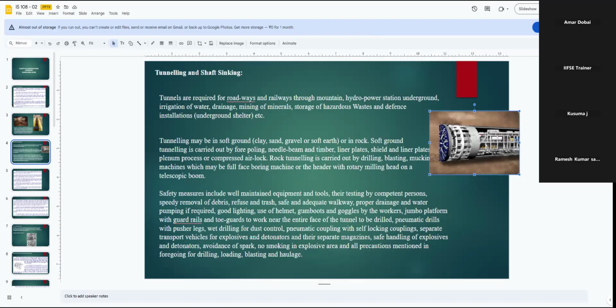Otherwise, in this kind of tunneling activity, they use an exhaust system throughout the length of the tunnel. Based on the dust generated, it will suck it out. Also a fresh air system is pumped inside the tunnels to give a cooling effect for the people working inside the tunnel. And also drainage facility and water pumping if required, we have to take care of that. And good lighting.